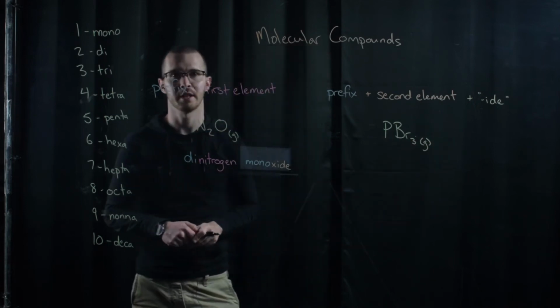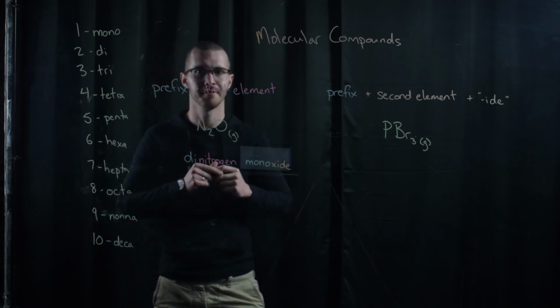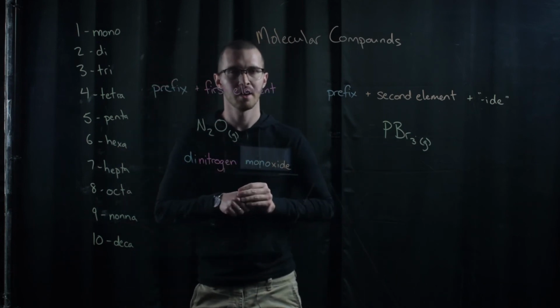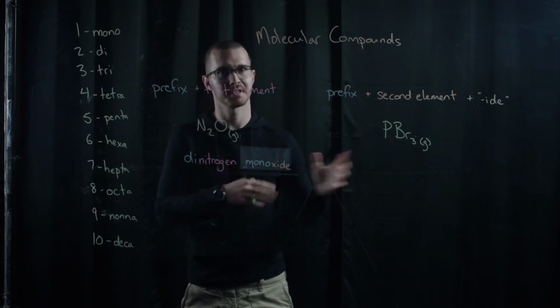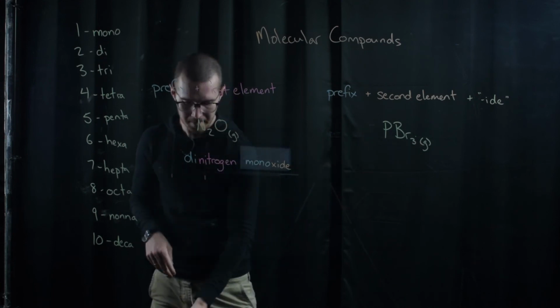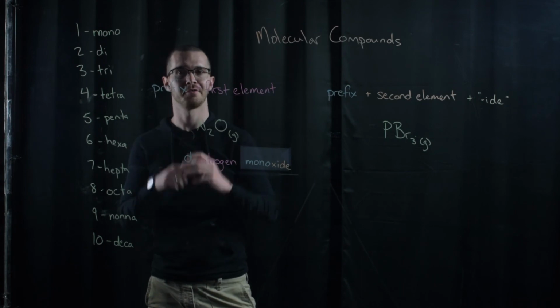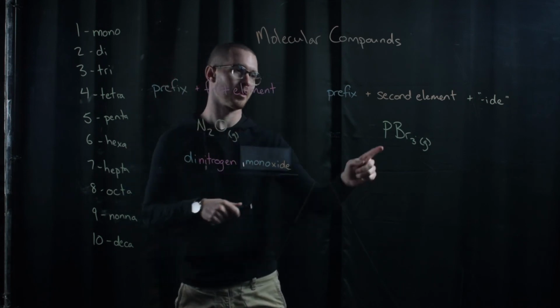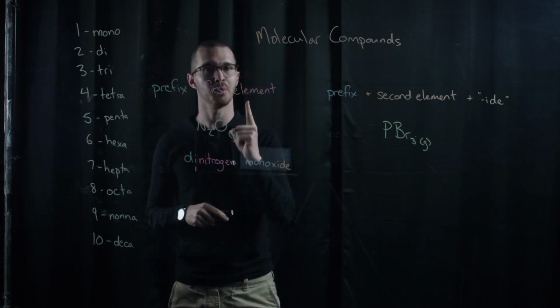So here we have another molecular compound. We have phosphorus and bromine, which are both, again, nonmetals, so we know this is a molecular compound. So let's start using our formula. So we need our prefix plus our first element. Our first element is phosphorus. There's only 1 of them.